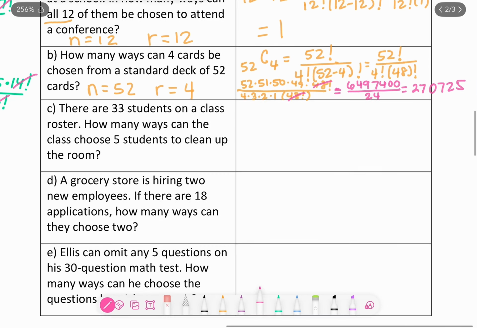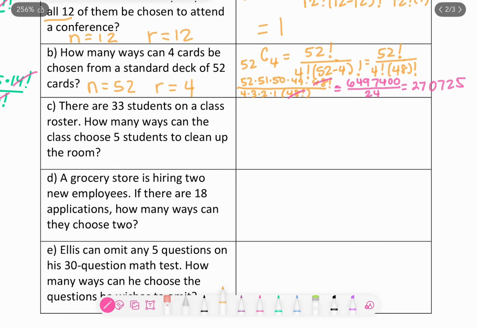All right, next. It says there are 33 students on a class roster. How many ways can the class choose 5 students to clean up the room? So there's 33 students on the roster total. The order doesn't matter, right? There's just 5 students in a group cleaning up. So our total is 33, and the ones we're choosing are 5.